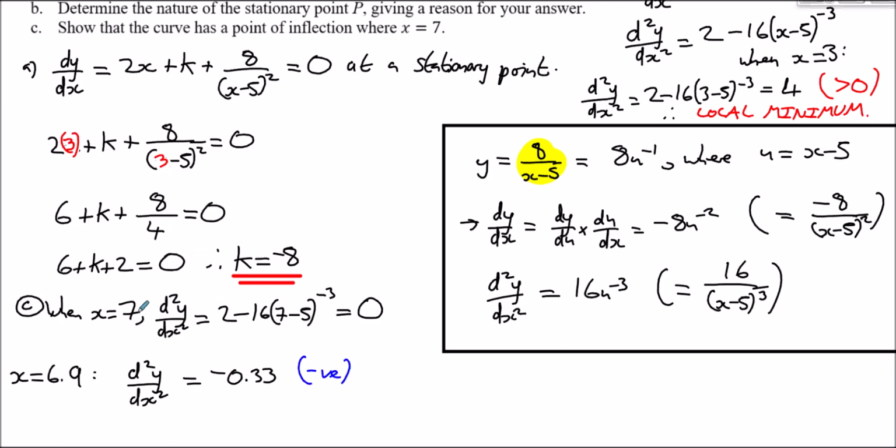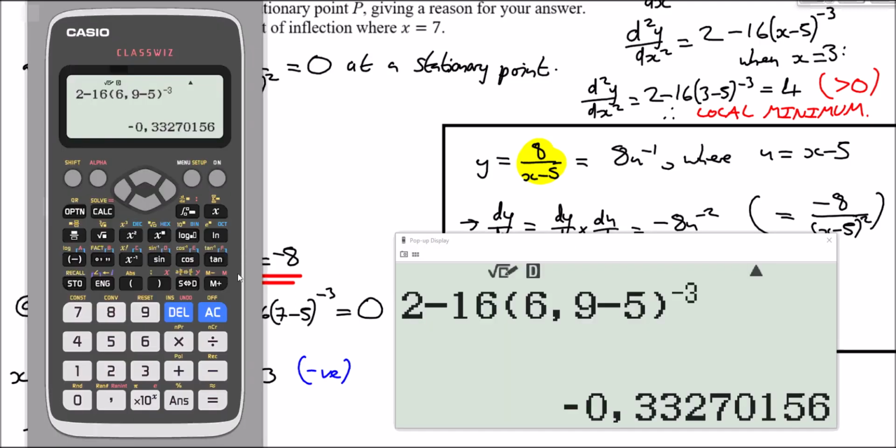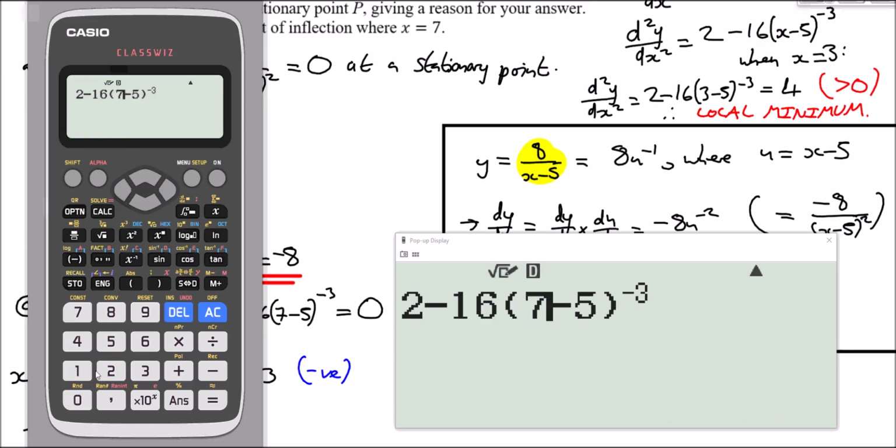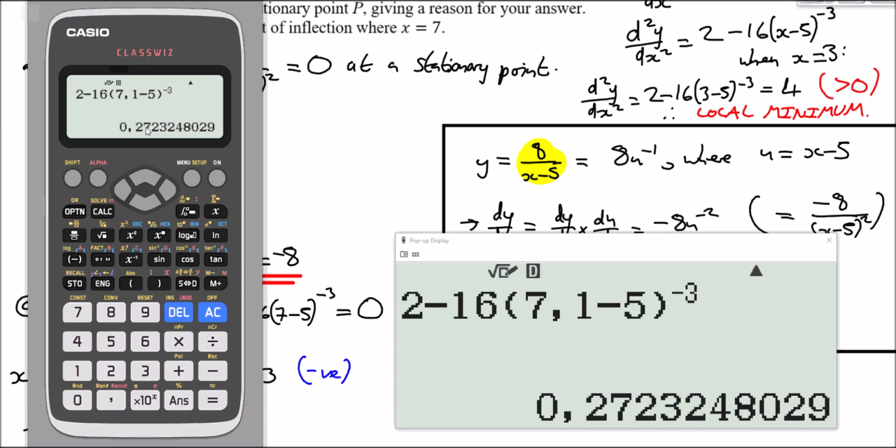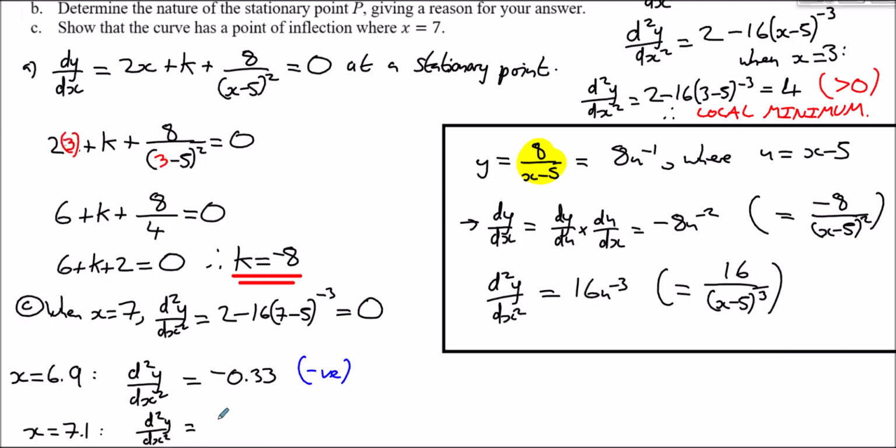Now try one decimal place above 7. Let's try when x equals 7.1. That gives d squared y over dx squared equal to, well, let's see. If I change from 6.9 and input 7.1, what we get now is a value of 0.272, about 0.27, but essentially that's positive. So then we can conclude, because there's a change of sign in the second derivative, therefore, where x equals 7, that is a point of inflection.